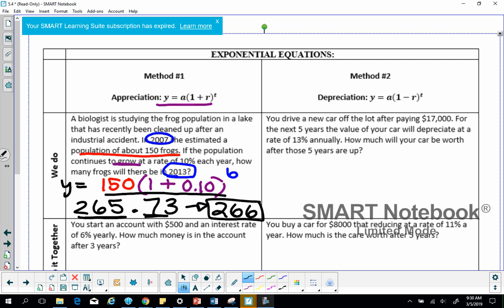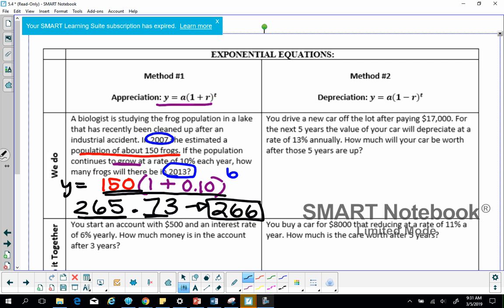Does that make sense? It's because it's growing. If I'm starting at 150, is that growing, 150 to 266? Is that number growing from here to here? All right, let's try one depreciating.